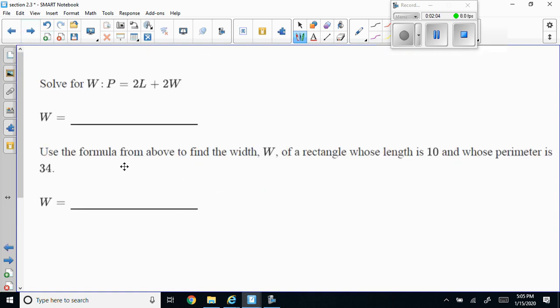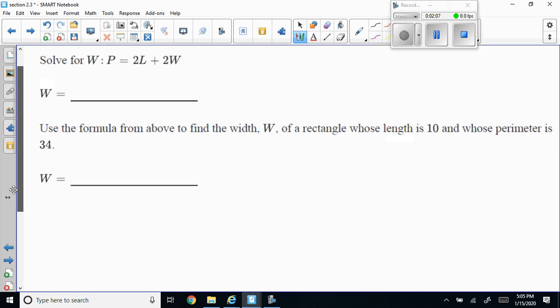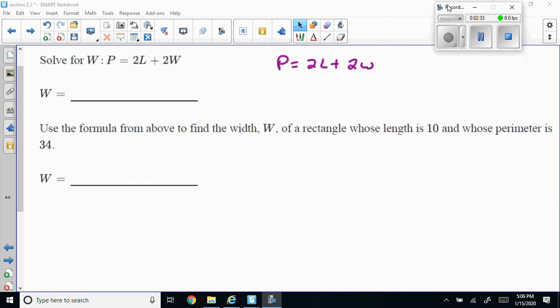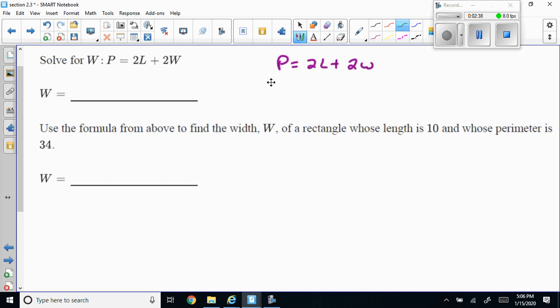All right. So let's kind of look at this one. This is a two-part, right? It says solve for W. So we're basically looking at the perimeter, right? So the perimeter equation is P equals 2 times length plus 2 times the width. So 2L plus 2W. We're going to be looking at this, and the first top part says solve for W.